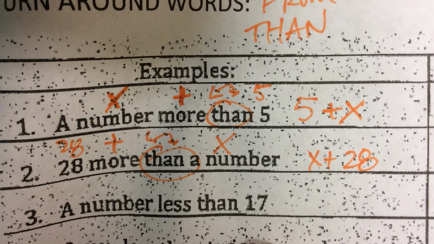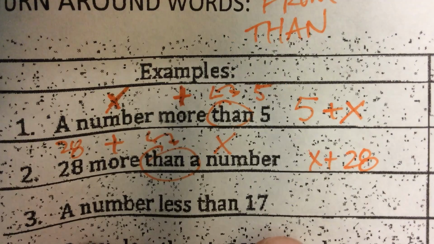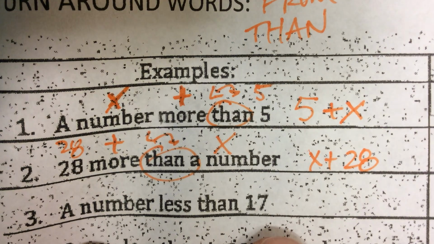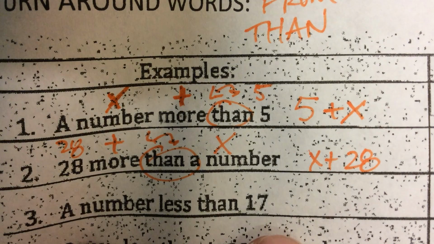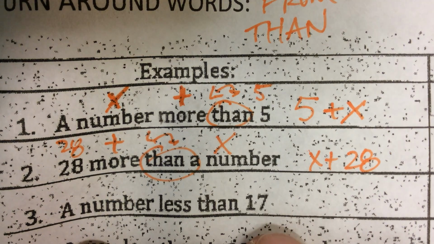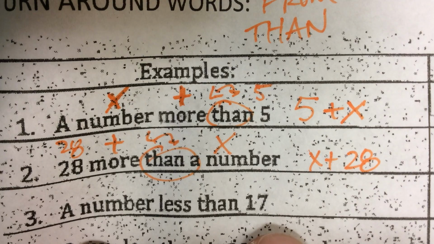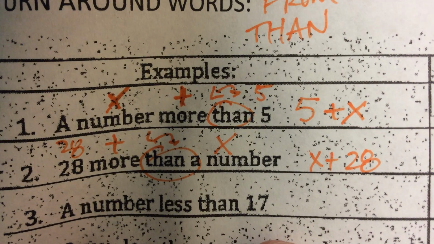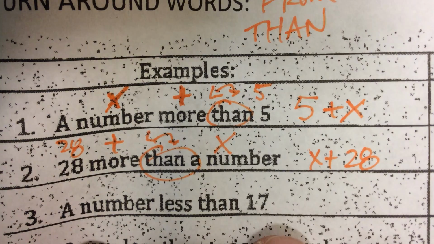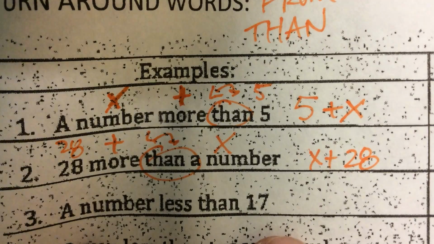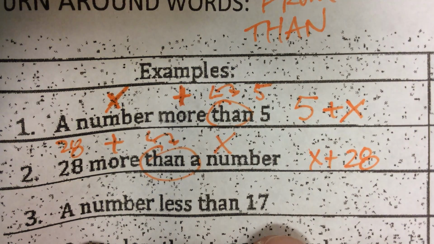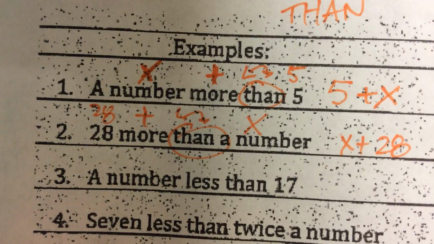Now, you might be thinking, well, what's the big deal? 5 plus x is the same thing as x plus 5. x plus 28 is the same thing as 28 plus x, because we're adding. And when we're adding or multiplying, it isn't really going to make much of a difference. But normally when you get these turnaround words, it's because we're doing a subtraction or a division problem, which does change what happened. Changing the order of the letters and numbers is going to make a big difference in the problem. So number 3 is a good example of that.